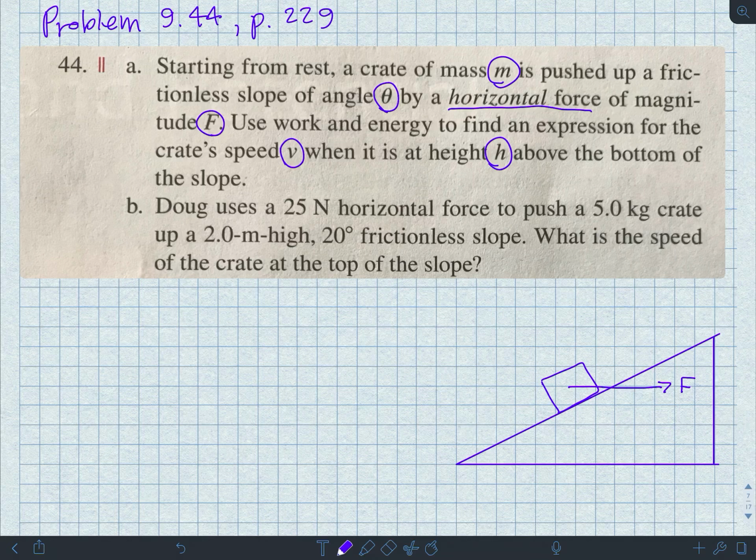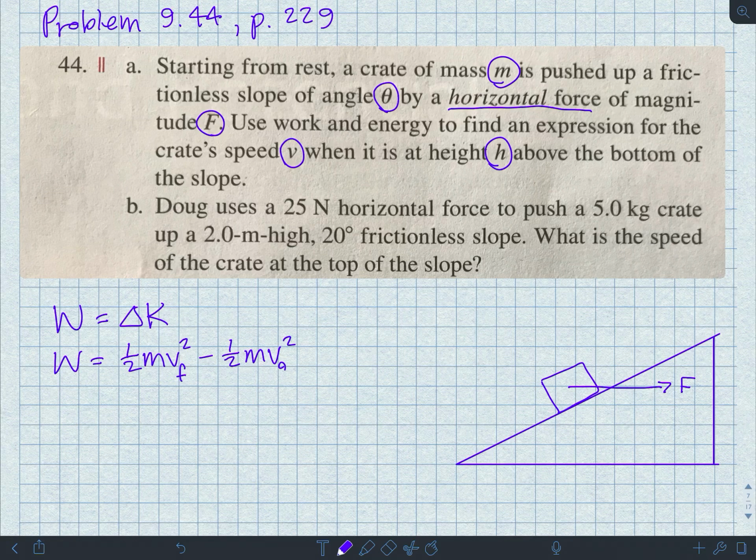So we need to use work and energy methods. So let's start with the work kinetic energy theorem. So any work that is done is going to cause a change in the kinetic energy. And the kinetic energy, as you recall, involves the speed. So this is going to be 1/2 m v final squared minus 1/2 m v naught squared.